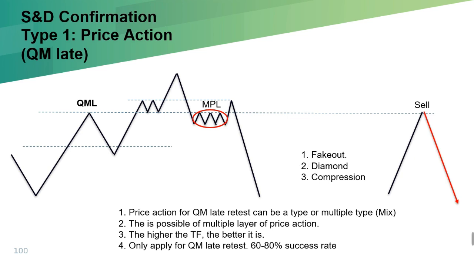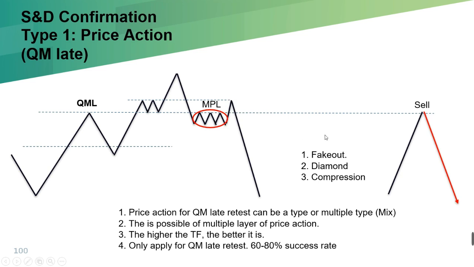And sometimes it may be a few layers of fake out. So multiple layers of price action is possible. There might be some fake out at this point, and then at this point before the dive. So this is all your confirmation. You are sure that the price is going to nose dive from this area.